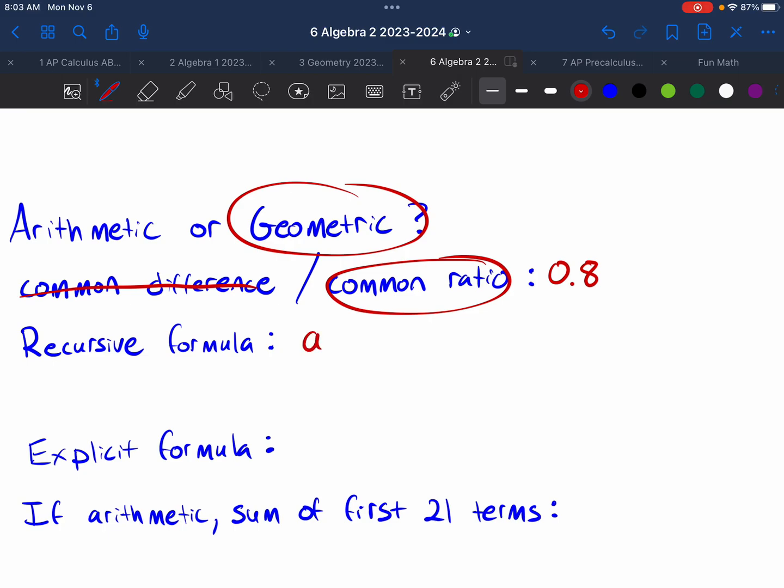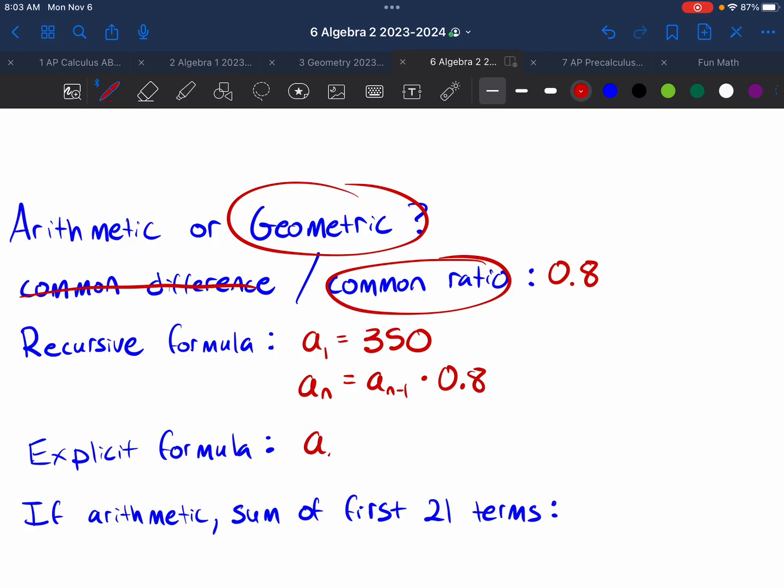What was the first day? On the first day, wasn't it like 350 or something? I think it was 350 miles, right? And then to get the next day, we just took the previous value. A sub n minus 1 means previous value. We took the previous value and we multiply by 0.8. All right, nice and easy.